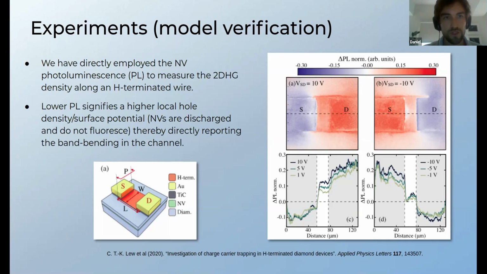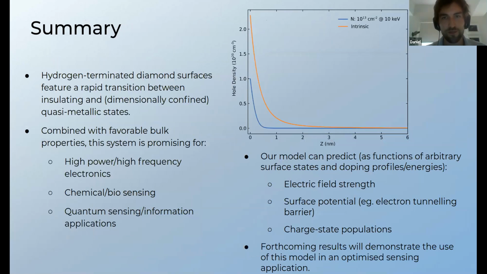So to summarize, I think hydrogen terminated diamond is really cool because it features this rapid transition between insulating and quantum confined quasi-metallic states. And then combining that with the favorable bulk properties of diamond, it shows immense promise for high power and high frequency electronics, chemical and biosensors, as well as quantum sensing and information. And we've developed a model that can reliably predict electric field strength, surface potentials, and charge state populations. And some forthcoming results that we hope to submit for publication very soon will demonstrate the use of this model in an optimized sensing application.